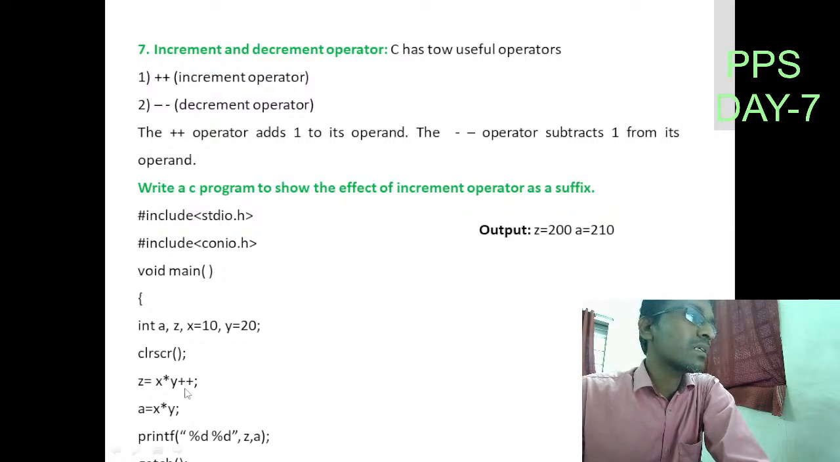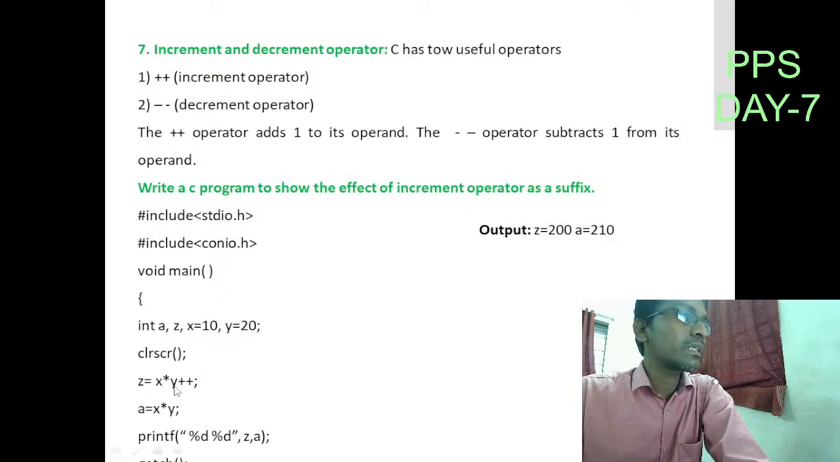Later, if we use the same term y in the next expression, that is a is equal to x into y, then in this expression the value of y is incremented by 1, and that value is assigned. Here the y value will be 21 and the x value is 10. So 10 into 21, we will get a is equal to 210.